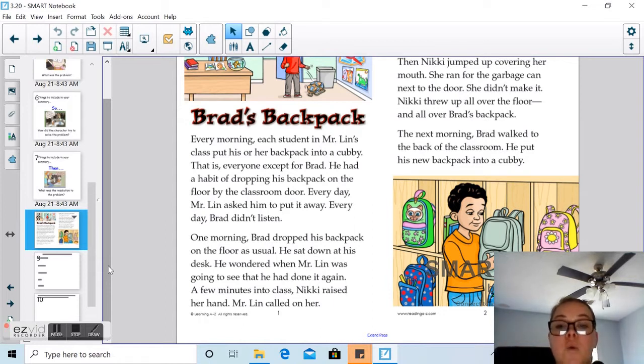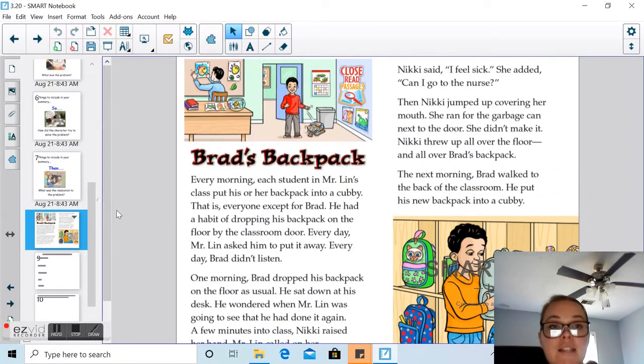One morning, Brad dropped his backpack on the floor as usual. He sat down at his desk. He wondered when Mr. Lin was going to see that he had done it again. A few minutes into class, Nikki raised her hand. Mr. Lin called on her. Nikki said, "I feel sick." She added, "Can I go to the nurse?" Then Nikki jumped up, covering her mouth. She ran for the garbage can next to the door. She didn't make it. Nikki threw up all over the floor and all over Brad's backpack.